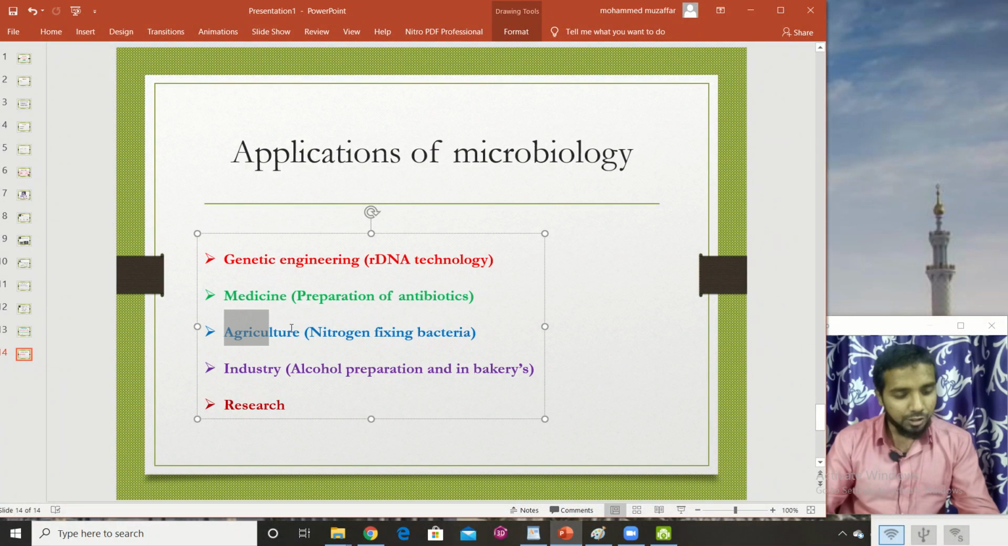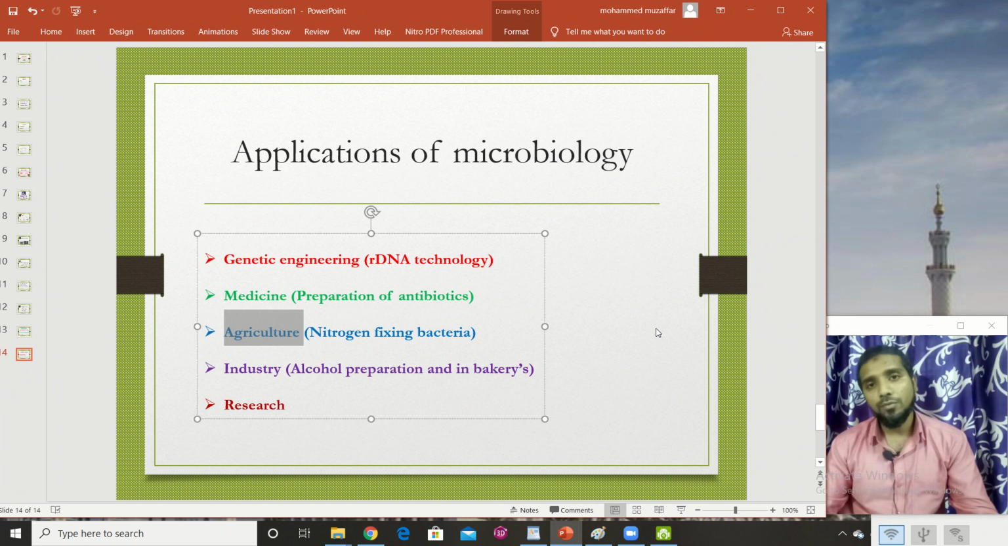And in agriculture, especially the bacteria used for nitrogen fixation, you can take the example of leguminous plants. The root nodules have a bacterium called Rhizobium. This Rhizobium helps in fixing nitrogen from the atmosphere into the soil. There are various other microorganisms also that are used in agriculture.